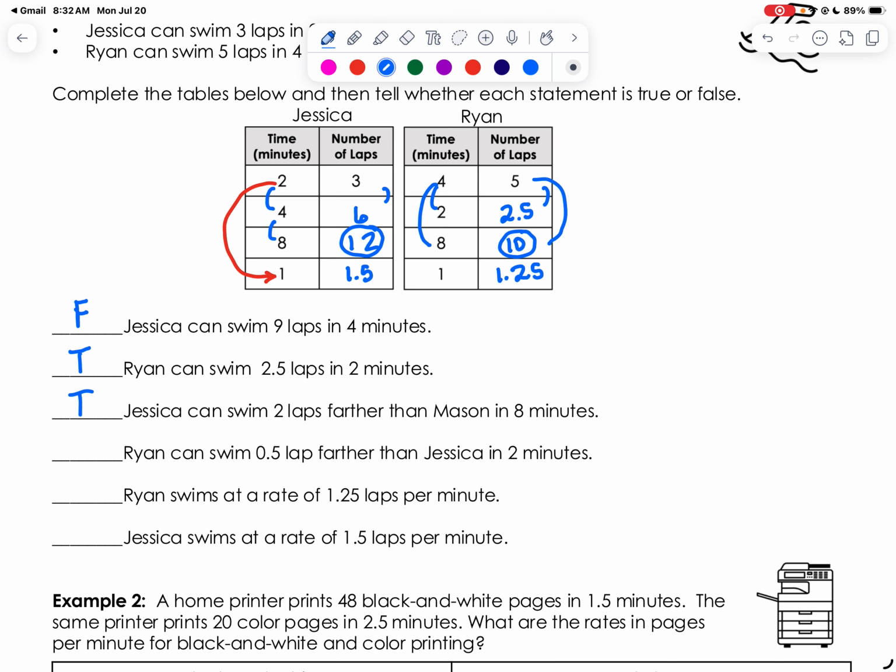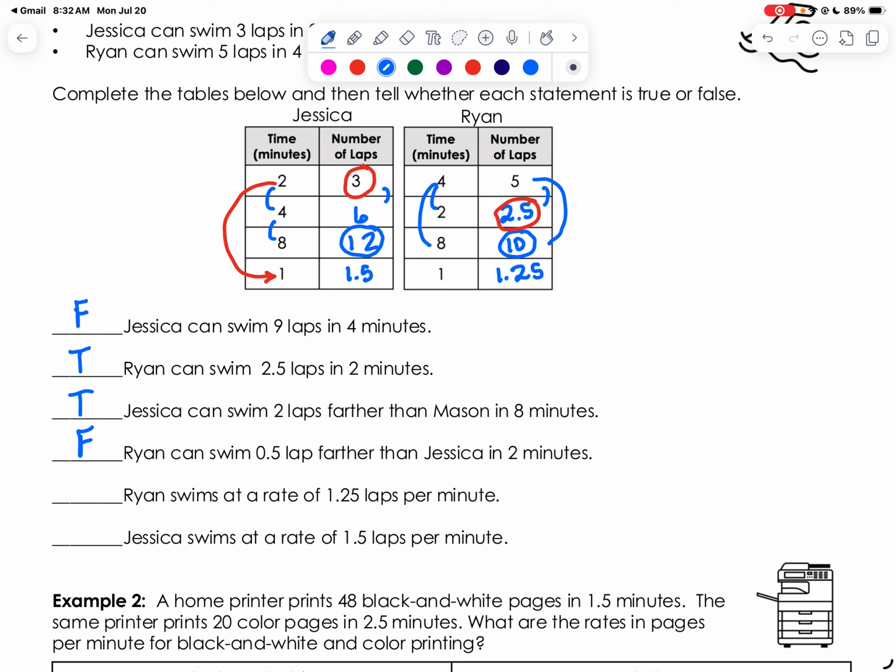Next question. Ryan can swim 1/2 a lap further than Jessica in 2 minutes. So let's look at that. In 2 minutes, Ryan can swim 2.5 laps, and in 2 minutes, Jessica can swim 3 laps. So that would be false. He can't swim further than Jessica.